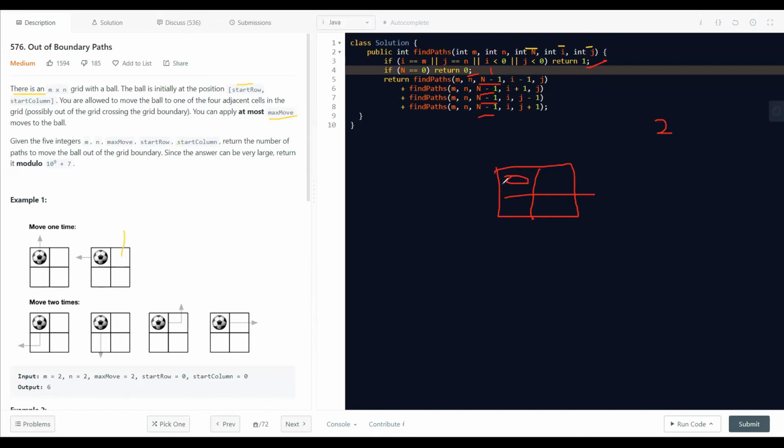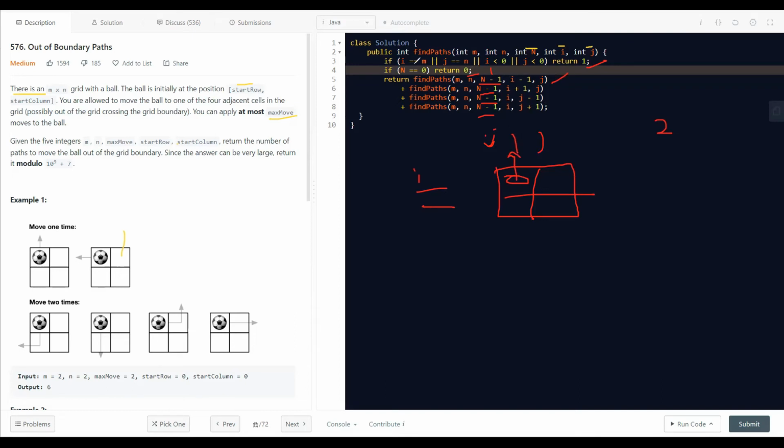See, i minus one, j. So i minus one, j means we are moving up. i stores all the rows, and all the columns are stored by j. So if we keep j the same and move i minus one, we are moving to the top. That's i minus one, j, and we're finding how many ways.